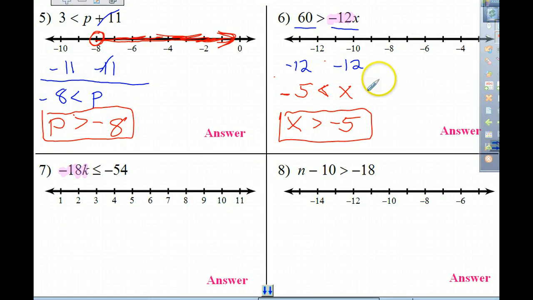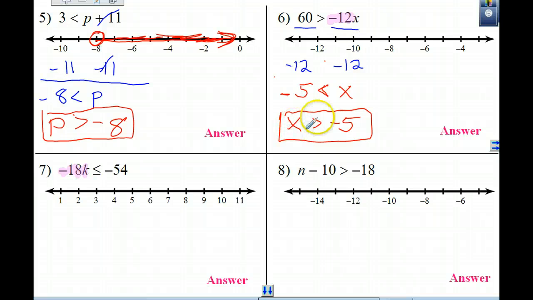So will this be going to the left or right? Left or right? Right. Okay, so plug in a number here, see if it works. Plug in negative 10. Is negative 10 bigger than negative 5? No. So negative 10 will not be an answer. So that means it must be the other direction. So it's going to the right.